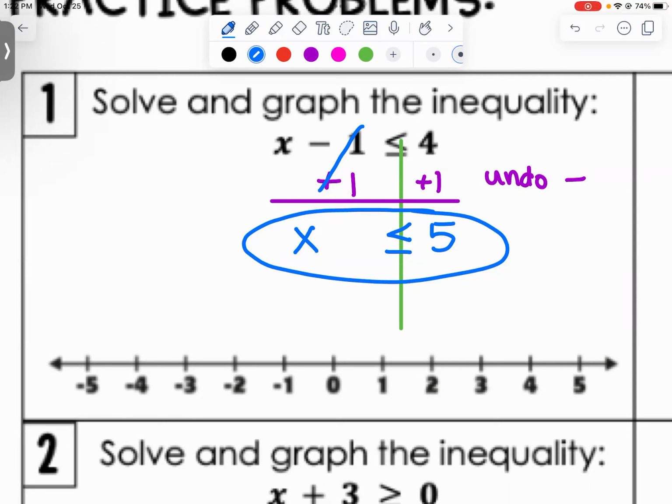All right, Lainey, what kind of circle do we need? We need a closed circle, because we did 4 plus 1. Okay. Kanaya, are we gonna go to the right or to the left? To the left, to the left.